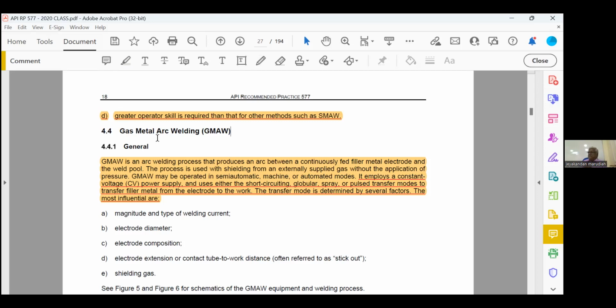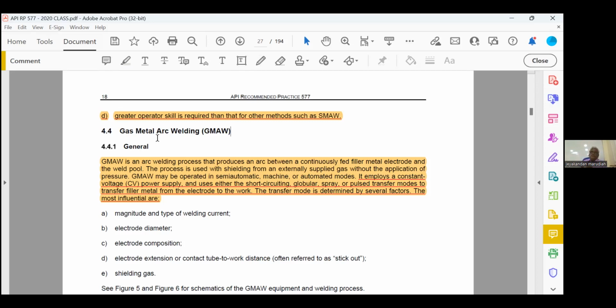Then spray transfer means very fine drops, due to the acceleration of fine drops. They call it discrete drops. Spray transfer has a very good deposition rate, but the problem is it cannot be welded in all positions. It can weld only in the flat and horizontal positions.